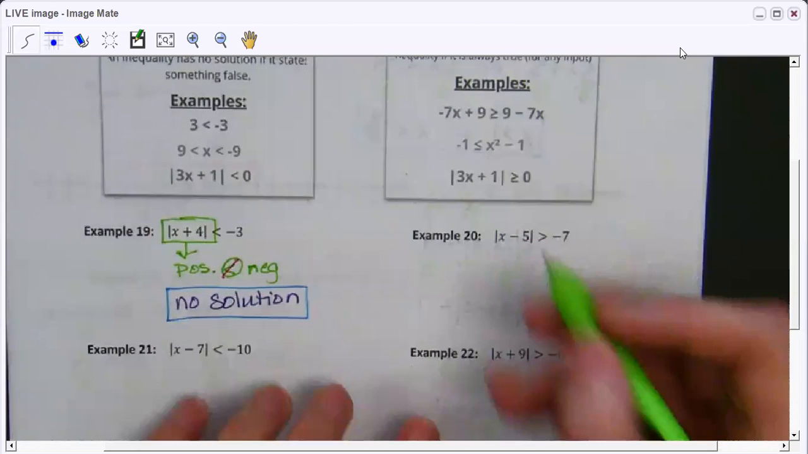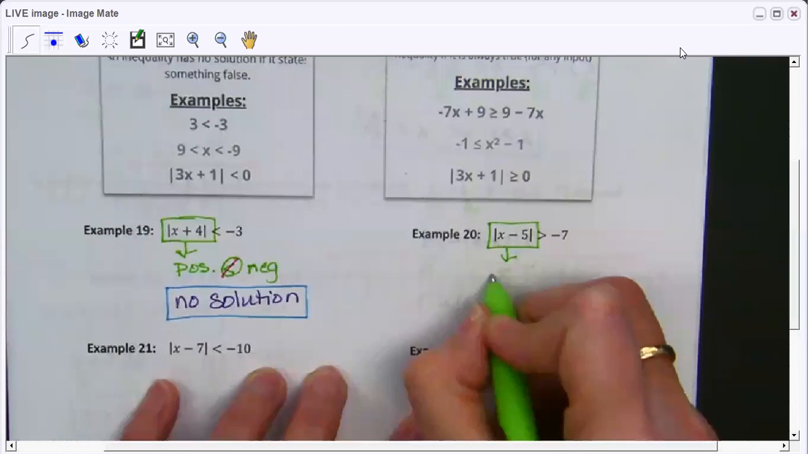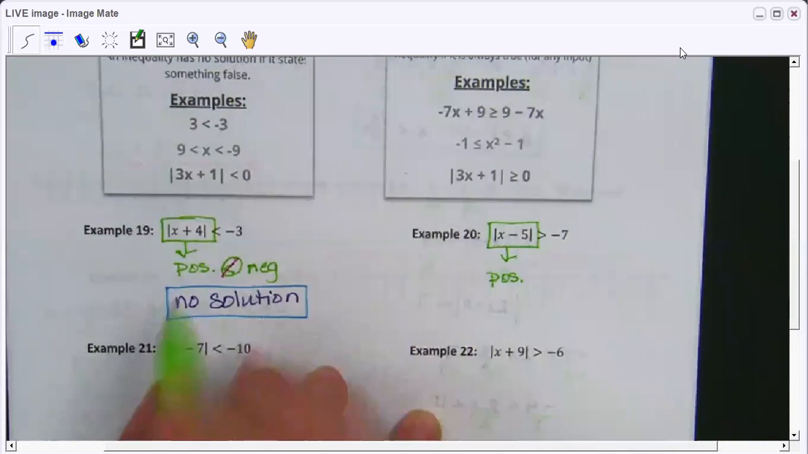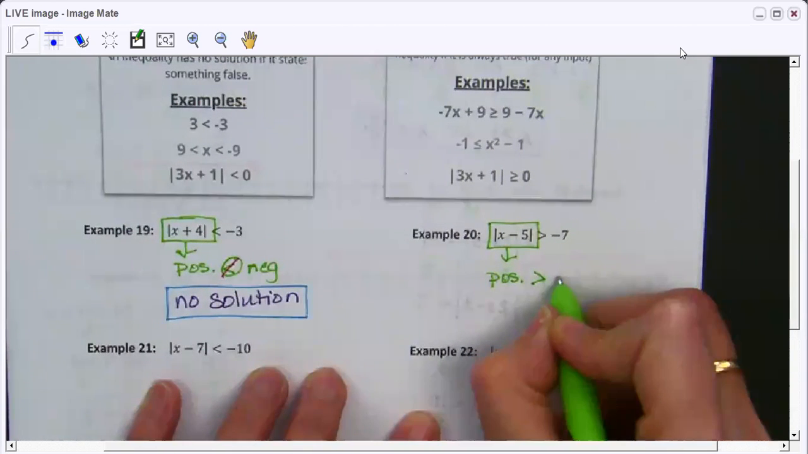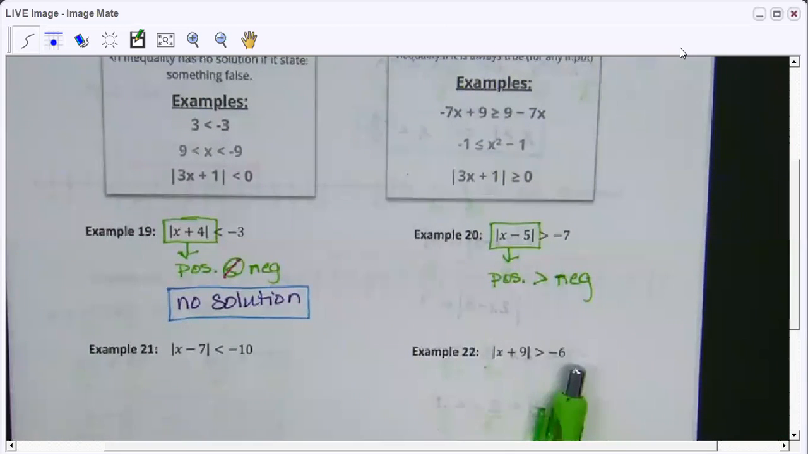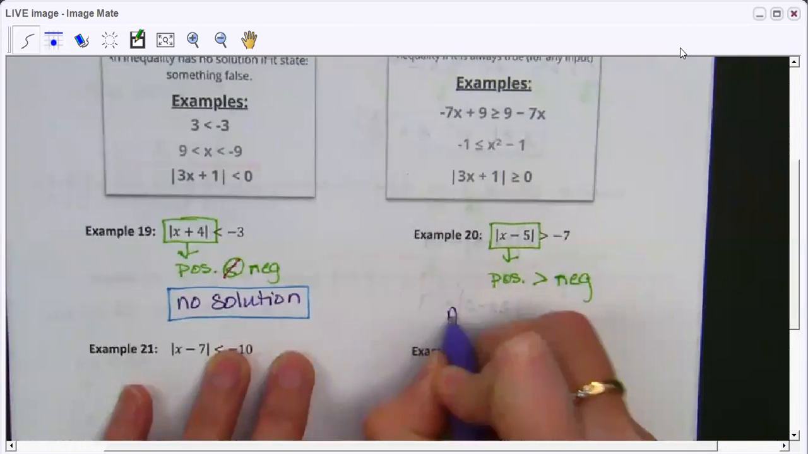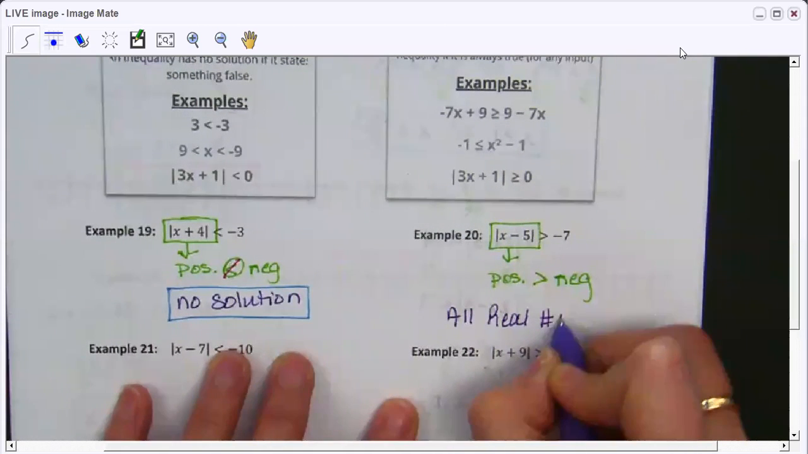Here, whatever number you put in this absolute value symbol will always be positive, just like over here. But this positive number will always be greater than a negative number. It will always be greater. Every positive number is greater than a negative number. What that means is no matter what number we put into that absolute value will make the inequality true. We say that this is all real numbers.